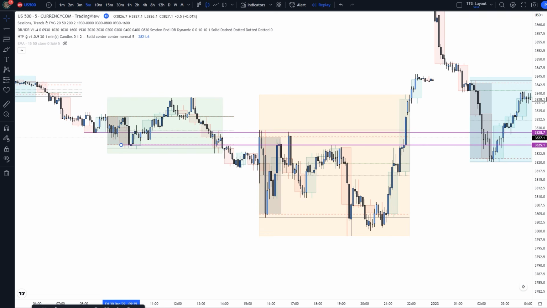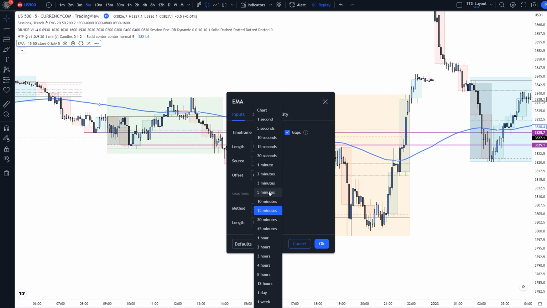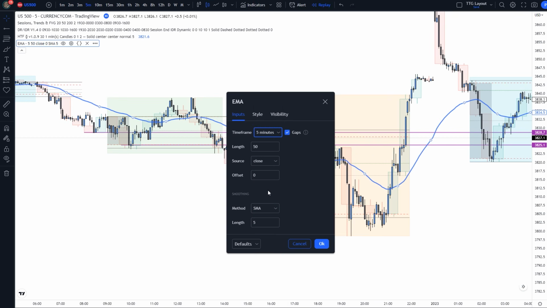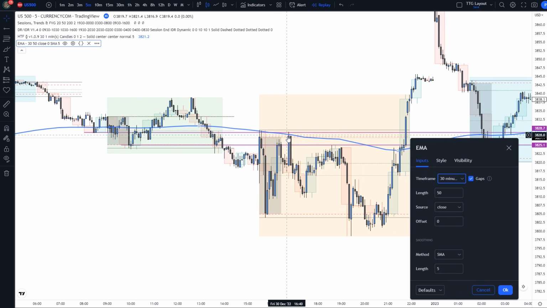If you want to have even more confluence and confirmation, you can add an EMA, an exponential moving average. I added a 50 EMA and in the settings of the EMA you can also define the time frame. I like to set it to the 15 minutes, which reduces the noise of the 5 minutes. But when you switch the time frames here 5, 15, even 30 minutes, you see that the price is below and that we are in a downtrend.